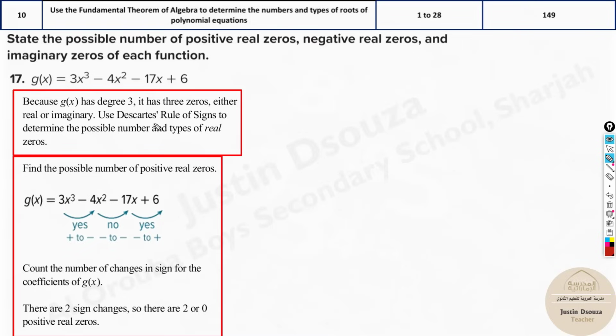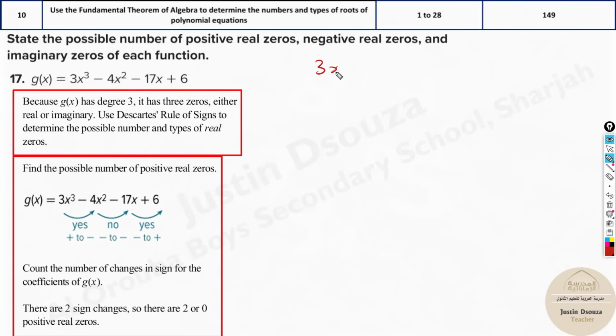All these tough to pronounce names are generally French mathematicians. What he found out is, just by rearranging the terms or looking at the signs of the equation, you can tell how many positive real or imaginary roots are possible, like an estimate of it. You just need to count the sign changes.